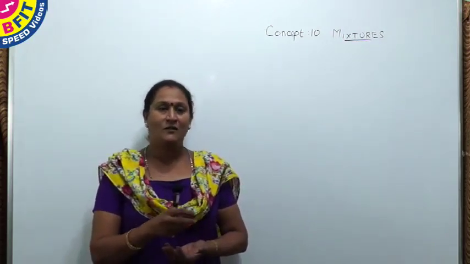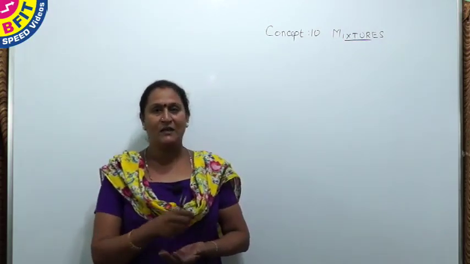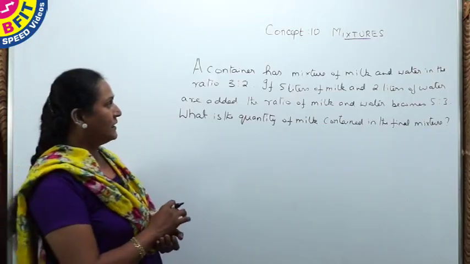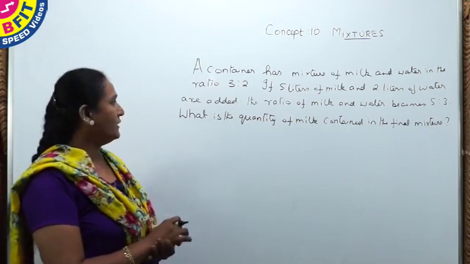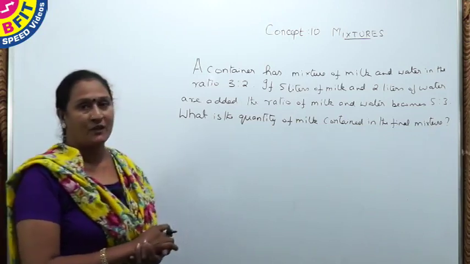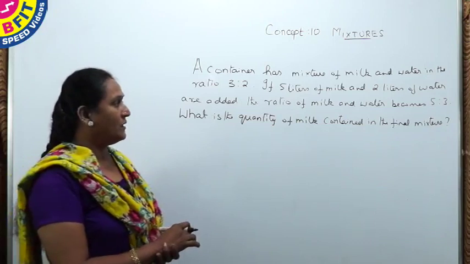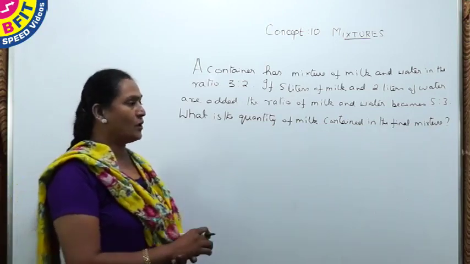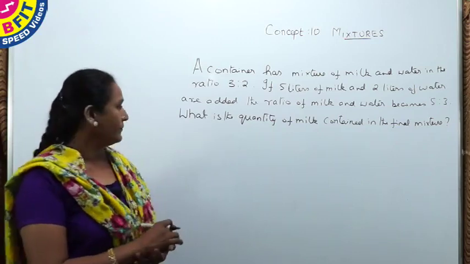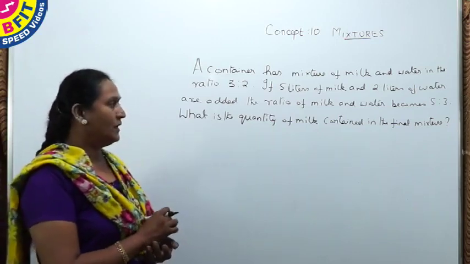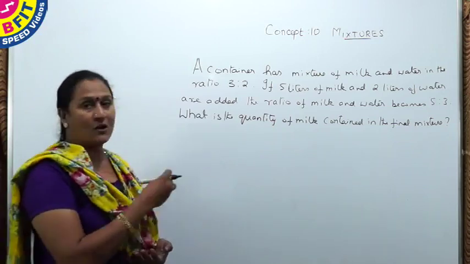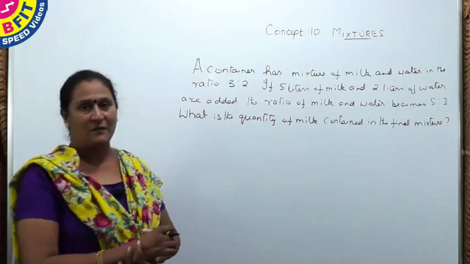So how to work out this mixtures question using the smiley concept? We'll see an example. A container has a mixture of milk and water in the ratio 3:2. If 5 liters of milk and 2 liters of water are added, the ratio of milk and water becomes 5:3. What is the quantity of milk contained in the final mixture? We'll see how to work out this question using the same smiley pattern.